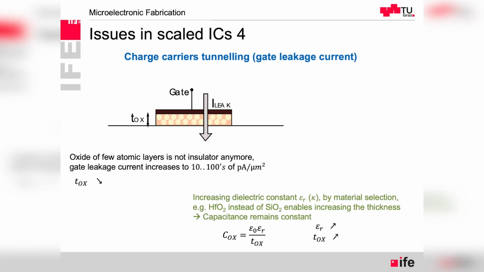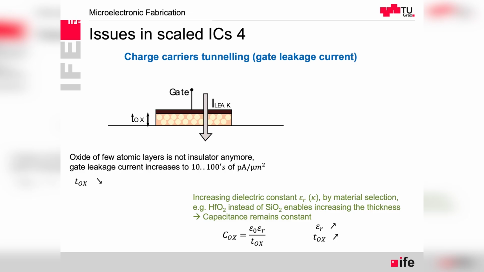Challenge number 4 is the tunneling. Increased leakage current, but now we don't speak about source drain leakage current, but the gate leakage current. From gate, it will leak to substrate, to source, to drain, also depending on the biasing of the transistor. So the oxide has been thinned.